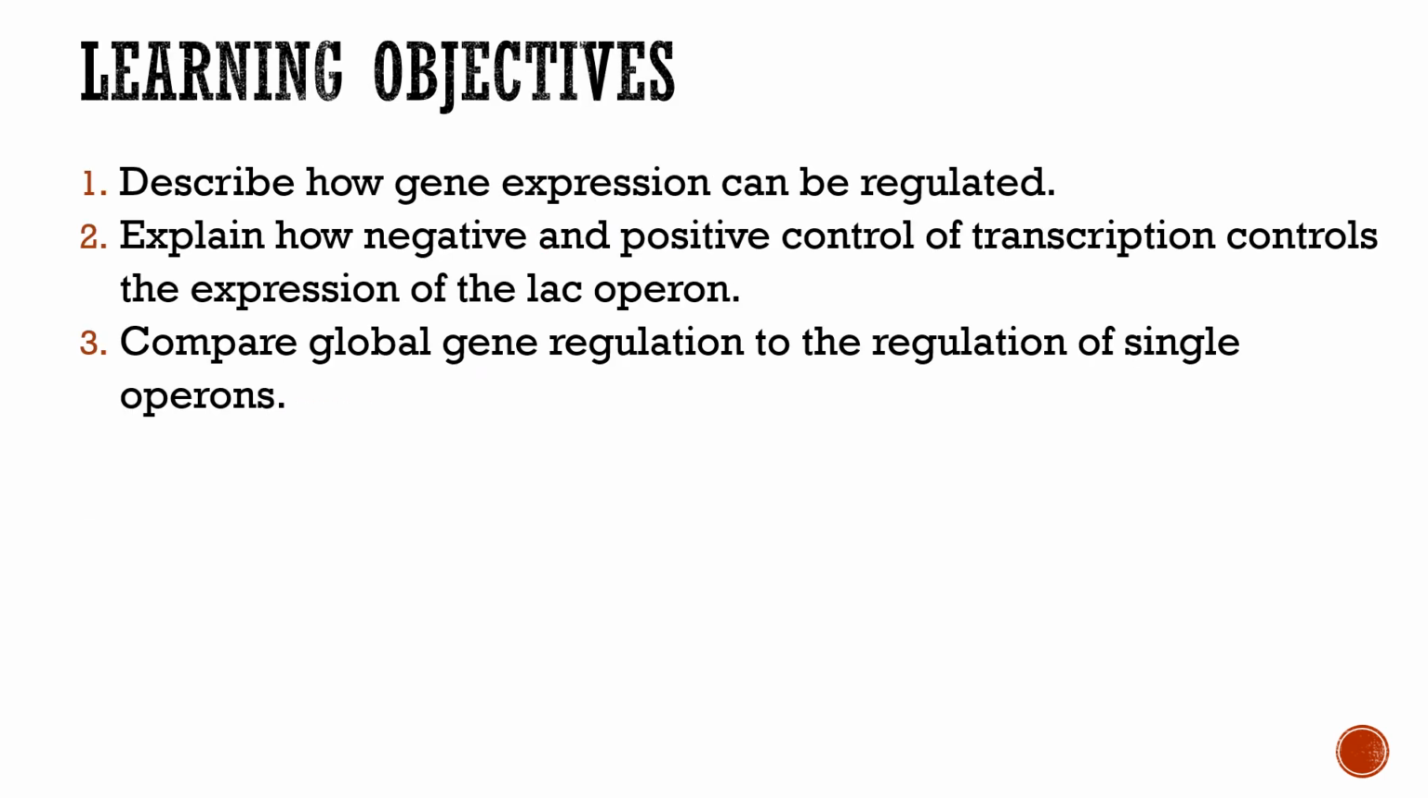All right, so learning objectives for chapter 18. So just looking at how gene expression can be regulated, talking about negative and positive controls, and some operons. So we're going to be looking at 2 examples, what's called a lac operon and a trp operon in bacteria.